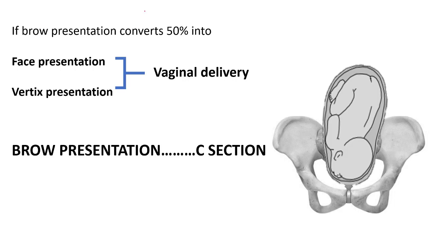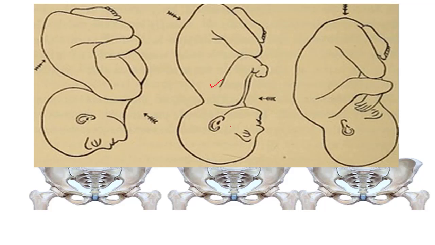Brow presentation has a chance to convert into face presentation or vertex presentation, and the chance is 50%. How? In this picture we can see that in brow presentation the head is partially extended, right? So if during early labor the head flexes, the brow will convert into vertex presentation. But if further extension takes place, this brow presentation will convert into face presentation. So brow presentation during early labor can convert either into vertex presentation or into face presentation.